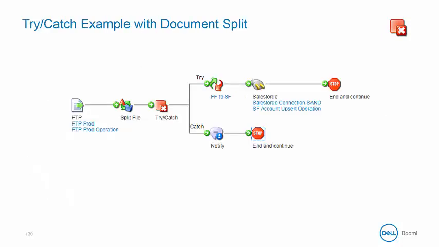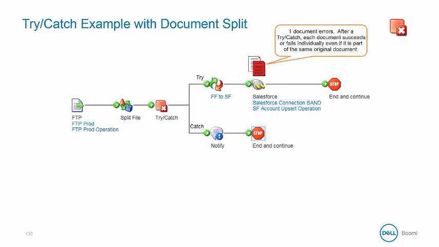So let's look at another example with a document split. Again, one document with multiple records is brought in from the start shape. The data process shape splits the records into two different documents with the same document ID. The try-catch shape resets the document ID so that each document can fail individually. All documents flow down the try path. Document 2 fails at the Salesforce connector, while document 1 flows to completion. So all failed documents follow the catch path.